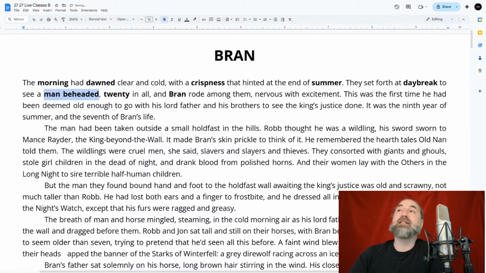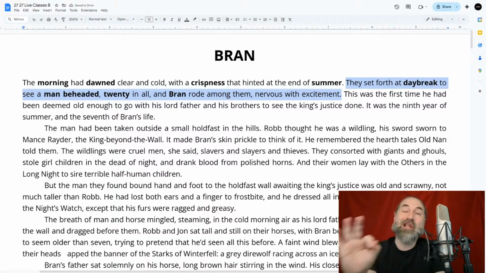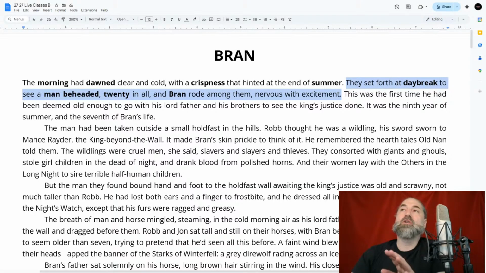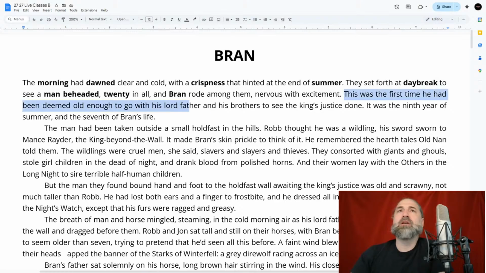This is more context, by the way. So this is plot. All right? So we're not necessarily getting world building per se here. We are getting plot. So the first sentence is world building. The second sentence is plot. All right? Okay, so this was the first time this is Bran.